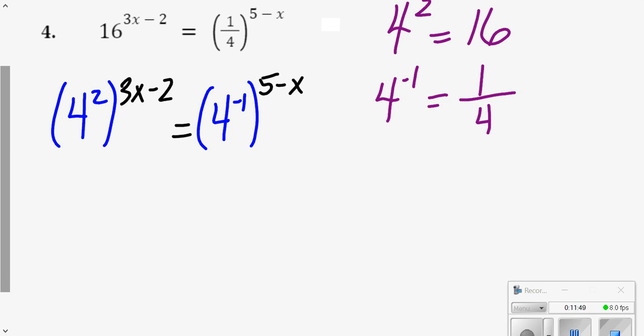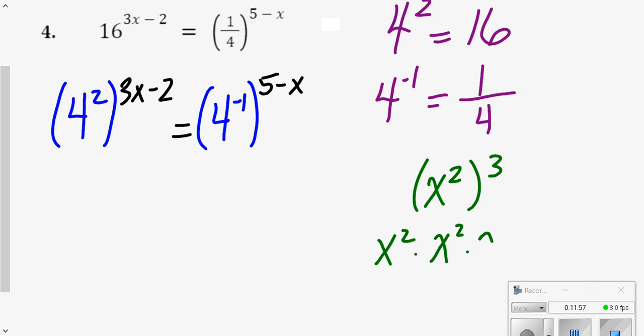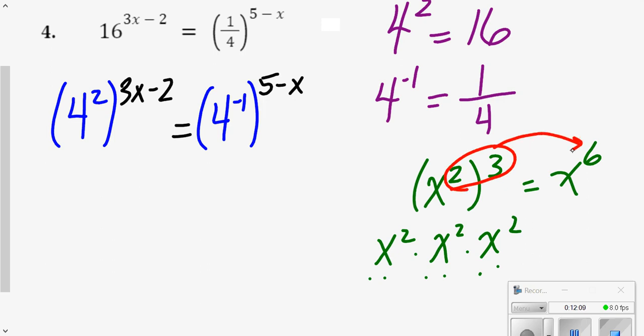Okay, now when you have a power to a power, so you had like x squared to the 3rd, that means you have 3 copies of x squared multiplied together. So I have 1, 2, 3, 4, 5, 6 x's, x to the 6th. Okay, this is to remind you that when you have a power to a power, you multiply. So that's what we're going to do here. I see 2 cases of power to a power, here and here.